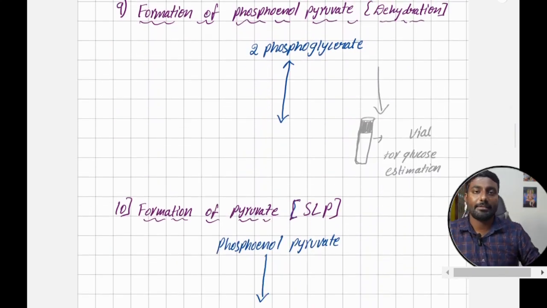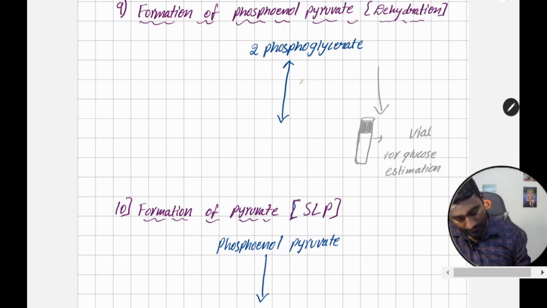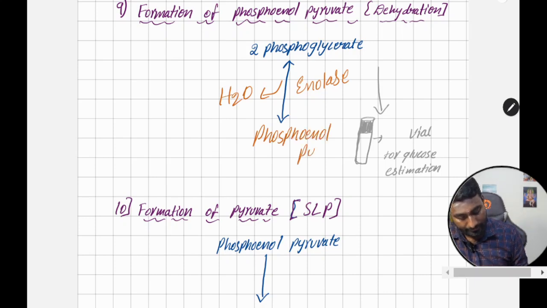Now, in the next step, there is formation of phosphoenol pyruvate from 2 phosphoglycerate. The enzyme is enolase. Okay, with the removal of one water molecule, so that phosphoenol pyruvate is formed.